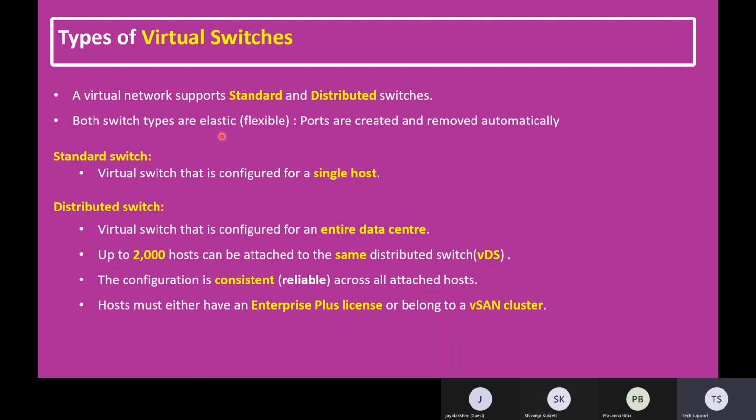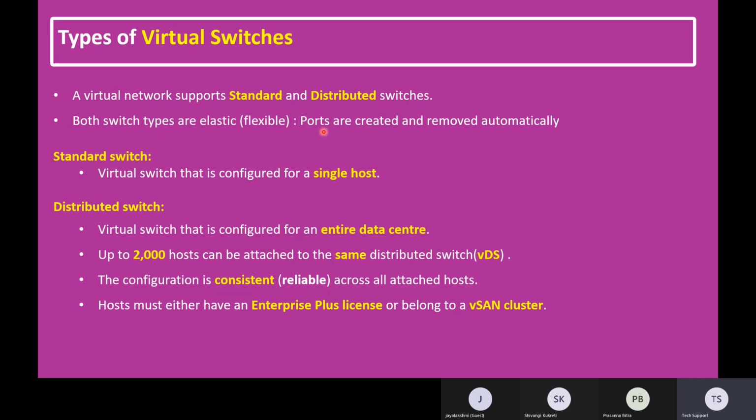Both switch types are elastic. Elastic means it's flexible. We don't need to take care of port increase or decrease. Whenever the ports are full, the virtual switch or DV switch will automatically take care of port increase and port decrease. That's why we call both switch types elastic, meaning flexible. Ports are created and removed automatically. And the maximum number of ports we discussed in our previous session.